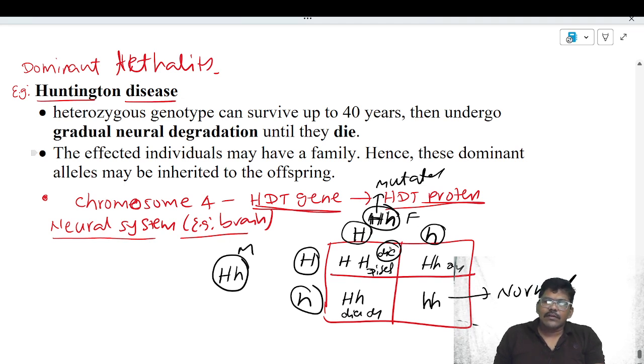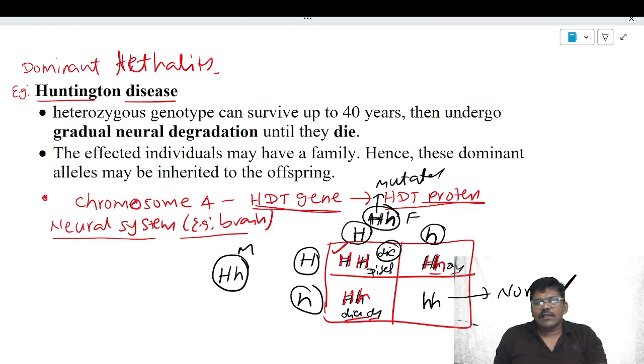Here, even one mutated allele leads to the death of the person. With two mutated alleles, the person will die. With one mutated allele and one normal allele, the person also dies because of the disease. If one mutated allele is enough to cause the disease and lead to death, then the disease is related to dominant lethality. An example for that is Huntington disease.